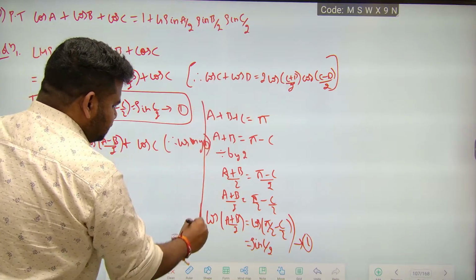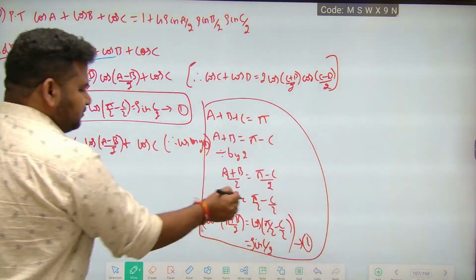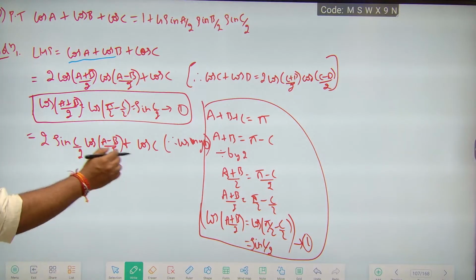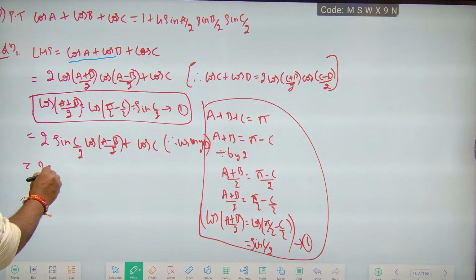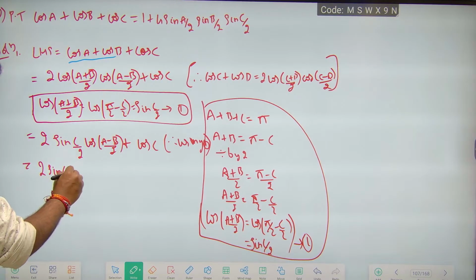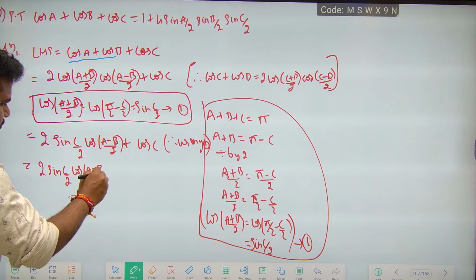This is in rough, I have shown you how we get this. Now let us continue using 1. Now 2 sin c by 2 into cos of a minus b by 2.